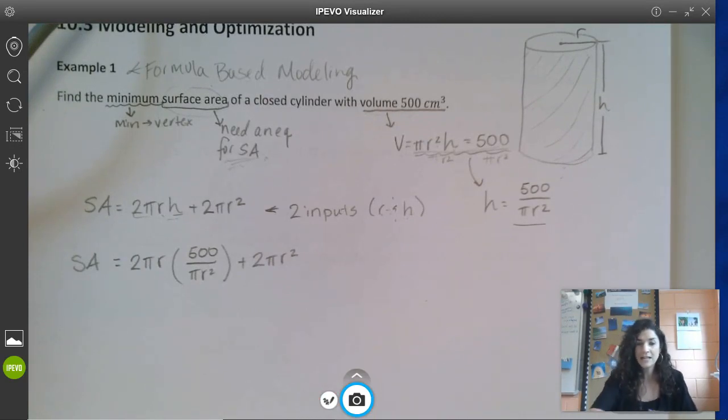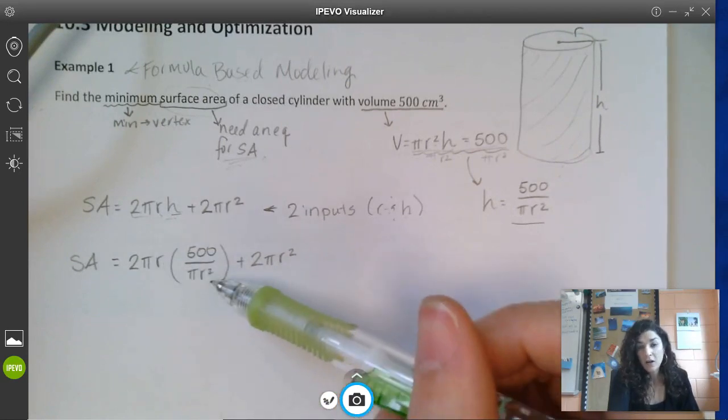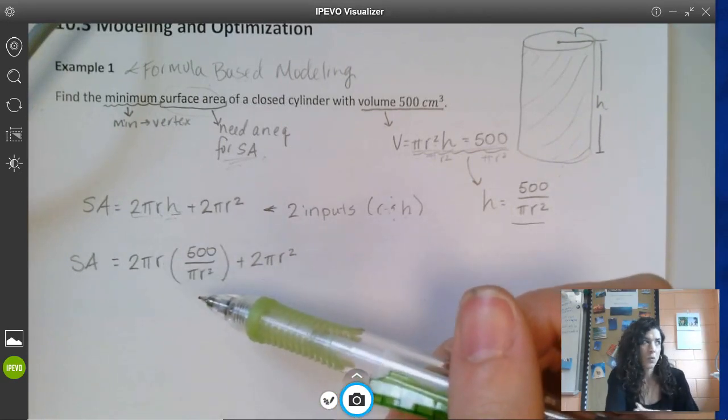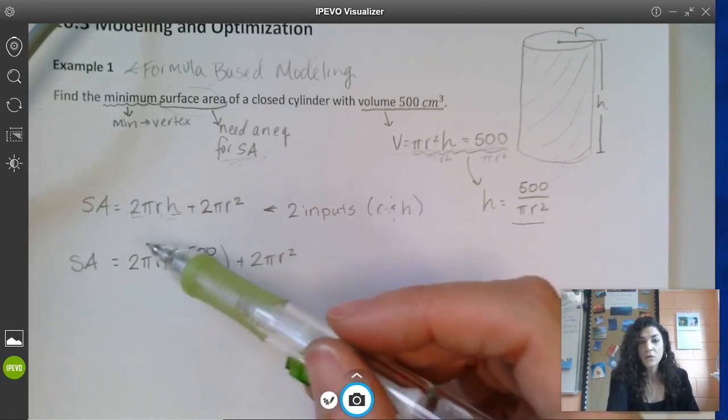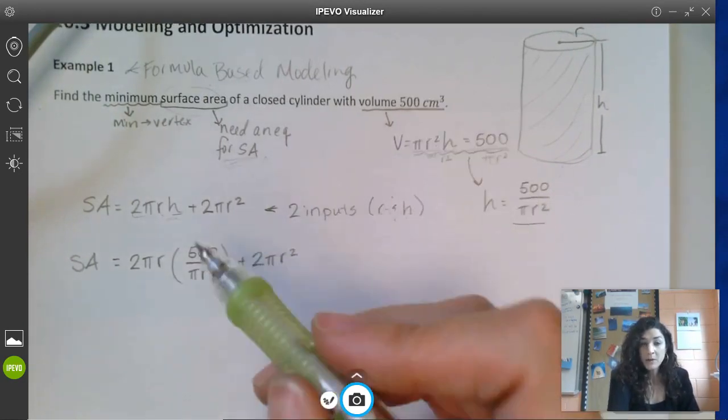Only one, right? I have r here, and I've got r squared here, but that's fine. I can have an x squared and an x in my formula. That's still only one input. So now I've got an equation of only one input. I'm going to simplify this.